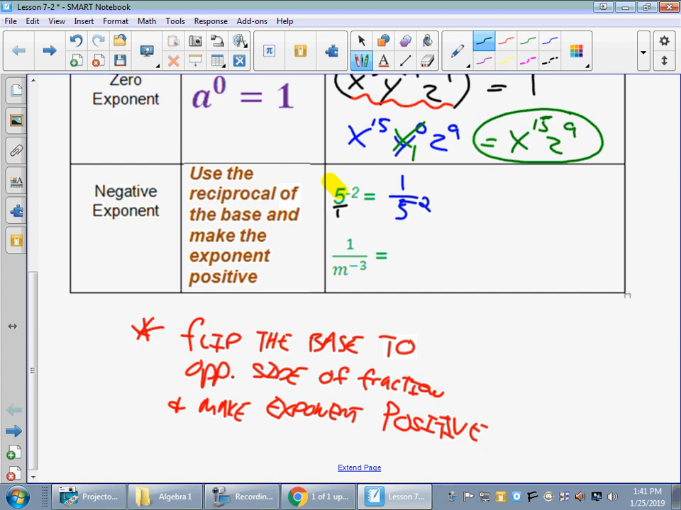So down here in the second example, 1 over m to the negative third power, we're going to flip the base to the other side of the fraction. So it would be m over 1, which we really don't even need. So we just flip the base to the other side of the fraction and then make the exponent positive, and it's just m to the third power. Okay? So flip the base and then make the exponent positive.